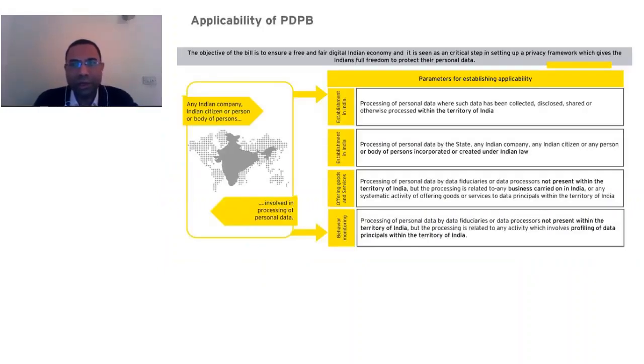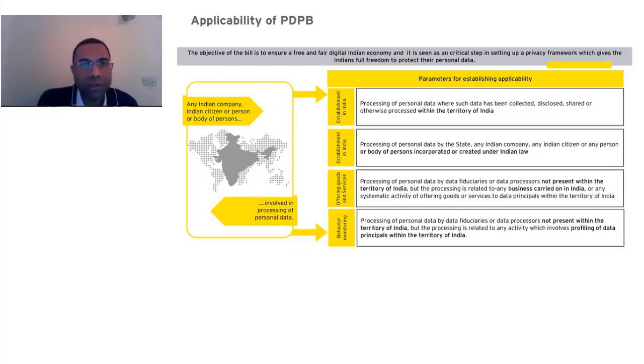If you see, this basically talks about how the data protection bill is structured, and how it is going to impact PII information within establishments in India, as well as the services and goods offered within the ecosystem, and also behavior monitoring across cross-border data. So these are some of the areas covered, and it applies to any Indian company, Indian citizen or person or body of persons involved in processing of personal data.